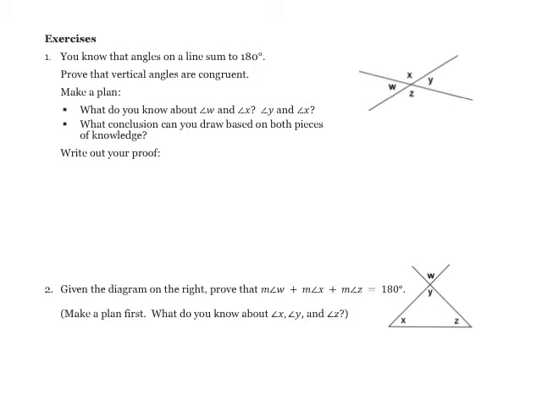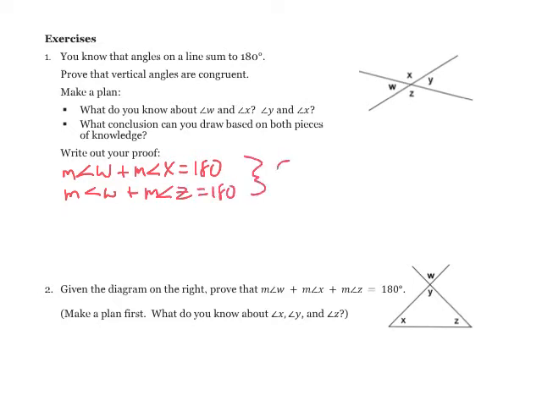We can say the measure of angle W plus the measure of angle X is equal to 180. And we can say the measure of angle W plus the measure of angle Z is equal to 180. And that's because angles on a line add to 180.